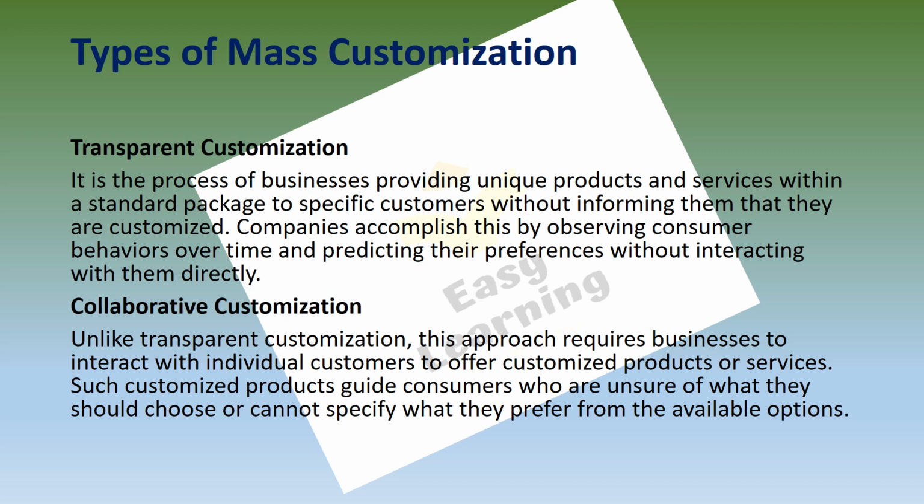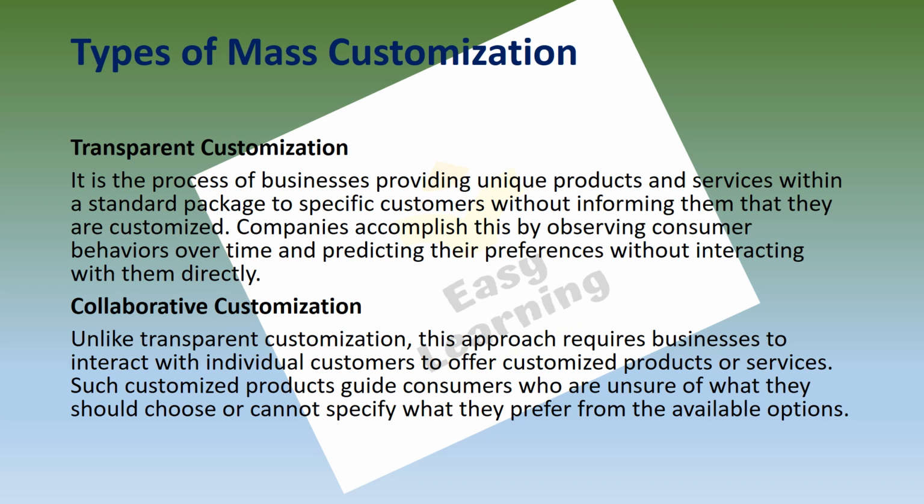Types of mass customization. The first one is transparent customization. यहाँ पे it is a process of business providing a unique product and service within the standard package to specific customers without informing them that they are customized. The companies accomplish this by observing customer behavior over time and predicting their preference without interacting with them directly.